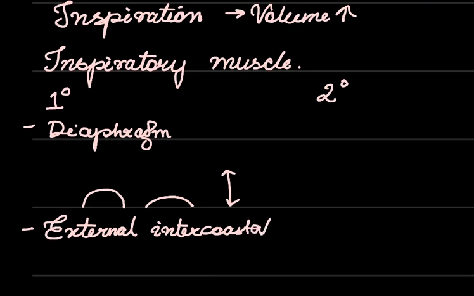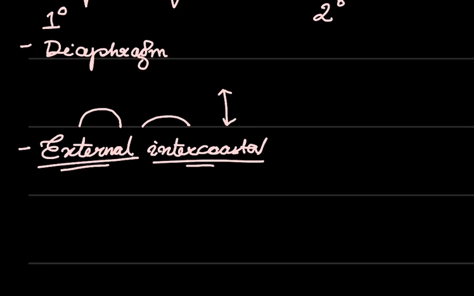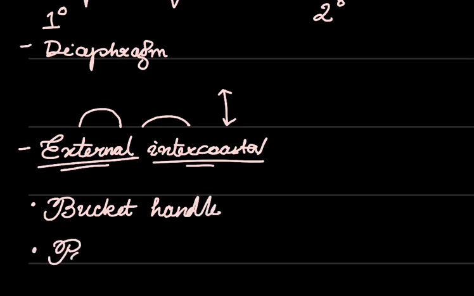External intercostal muscles is also a very important muscle. It is present externally, between the two ribs. It pulls the rib forward and outward. It has two movements. One is considered to be bucket handle movement and the other is considered to be pump handle movement.